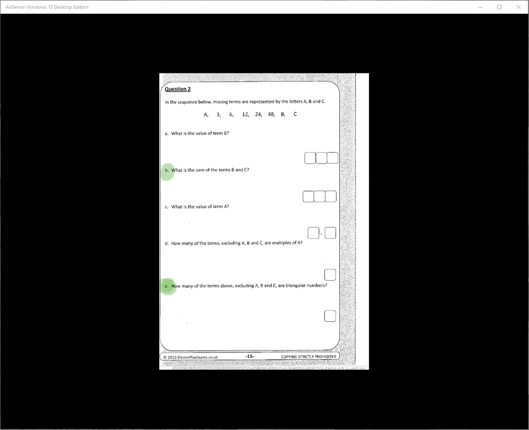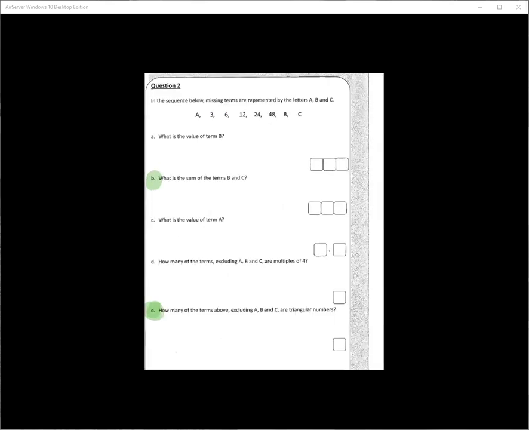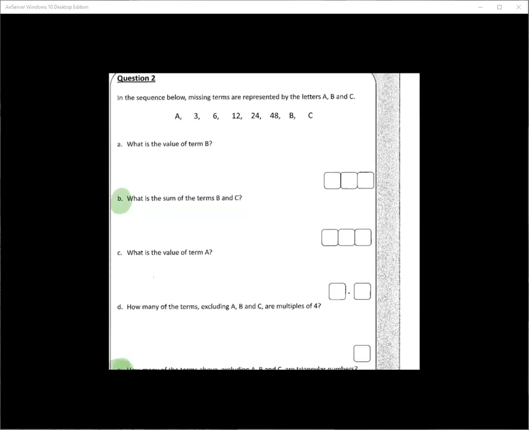Question number 2. Let's see. Amina, join me on question number 2, please. Oh, sorry. In the sequence below, which terms are represented by the letters A, B, and C? What is the value of term B?